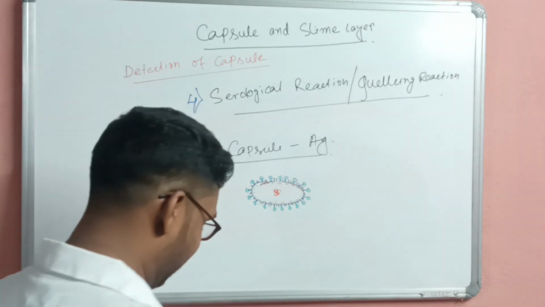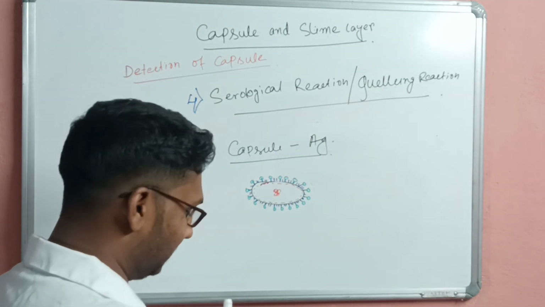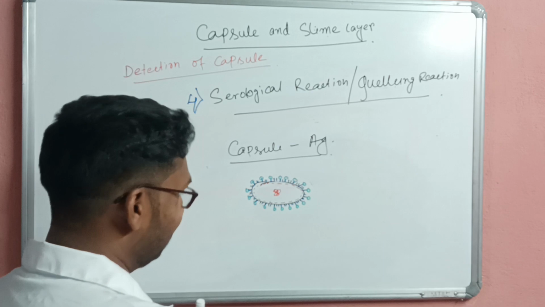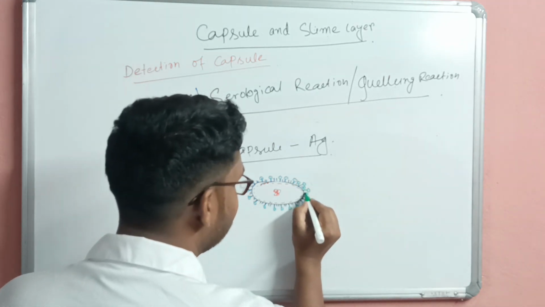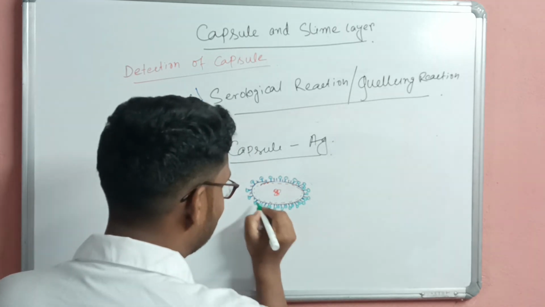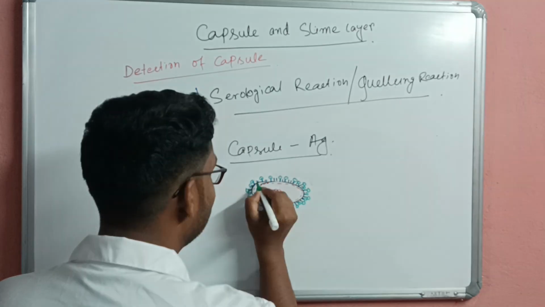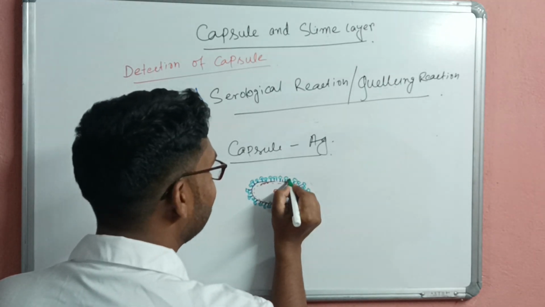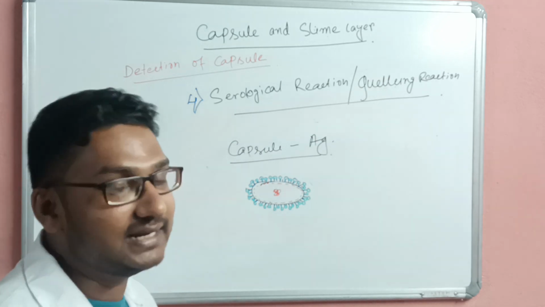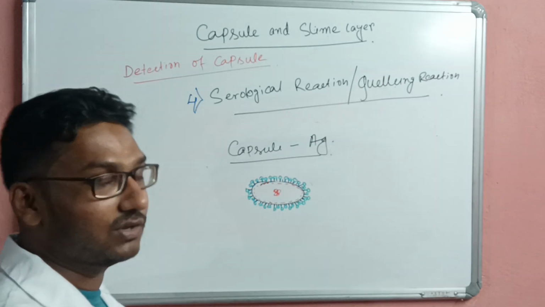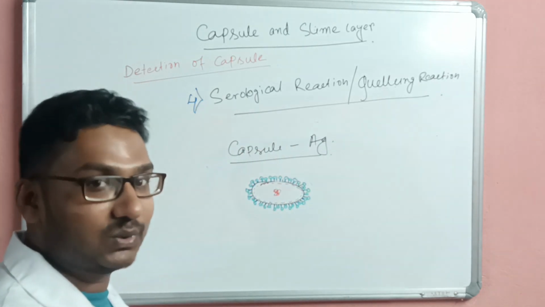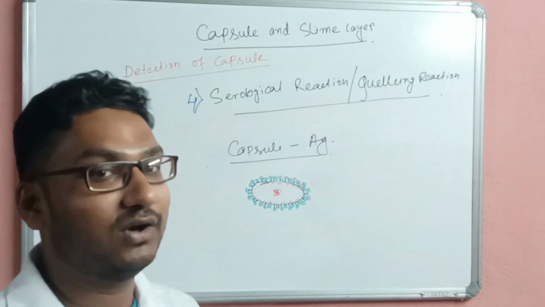So this is the main fundamental thing. If a specific capsular antibody is treated with the capsular antigen, it causes a capsular antigen-antibody reaction and makes it bigger in size. At the time of microscopic examination, we observe the capsule-containing bacteria bigger in size. That is another method, the serological method, by which we can easily detect the capsule of bacteria. I hope this much is helpful for you. Thank you.